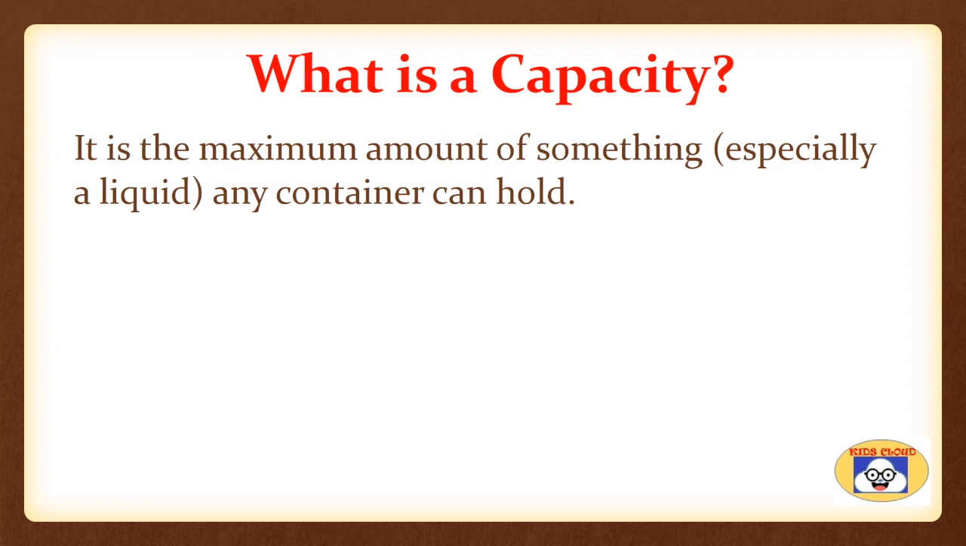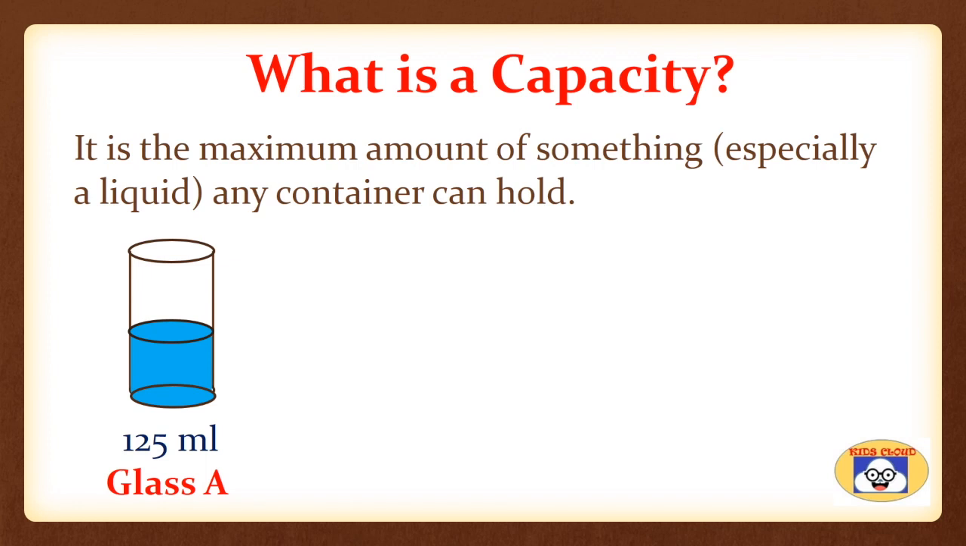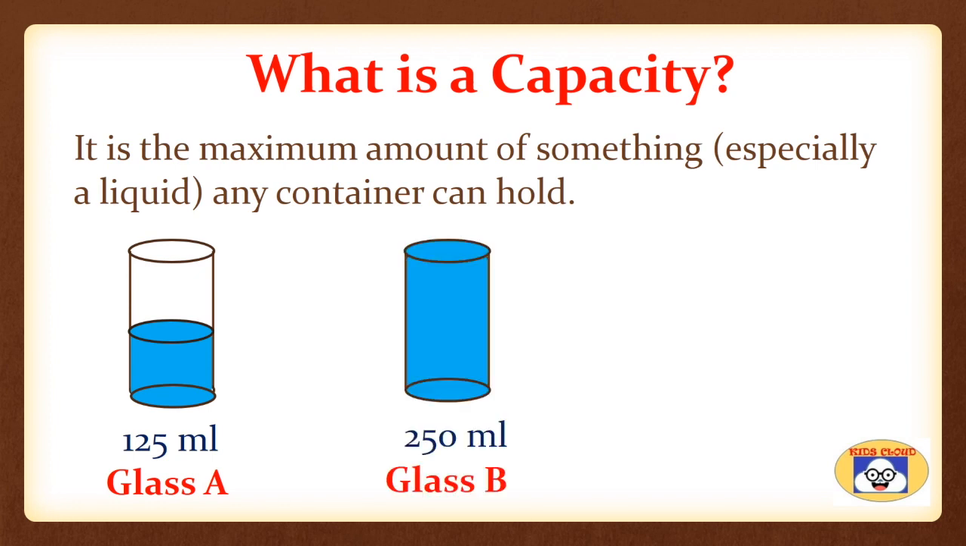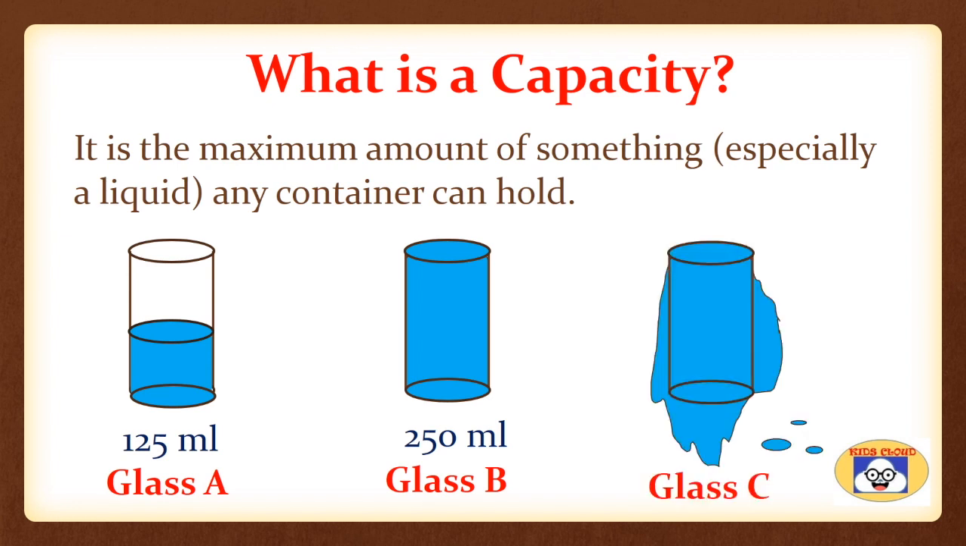Briefly, I will explain the meaning of capacity with this example. There are 3 glasses of identical sizes. Glass A contains 125 ml of water. Glass B is full and holding 250 ml of water. And in glass C, the water is overflowing.